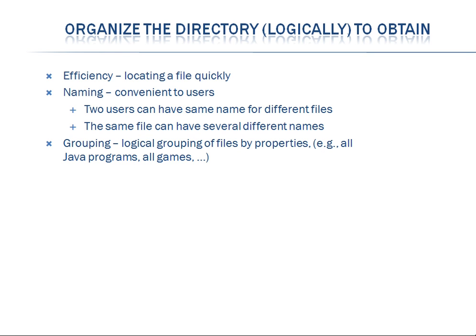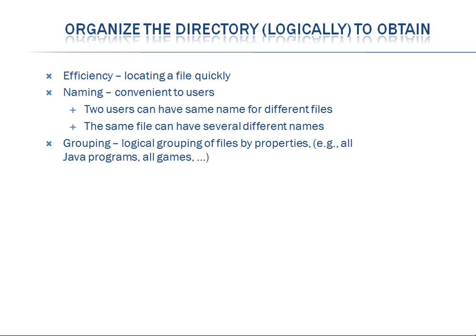Now here is how logically you can organize directories to obtain efficiency. A directory organization is also an essential part, as it will take us to efficiency, right? How quickly we are able to locate a particular file. That's why we are organizing the directories. First is efficiency. Efficiency means locating a file quickly.